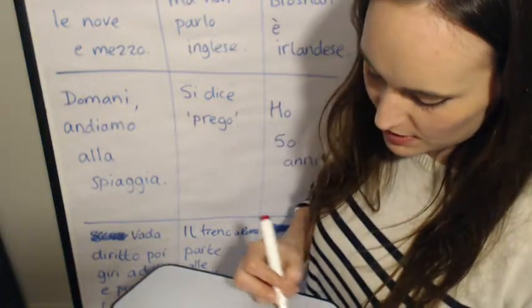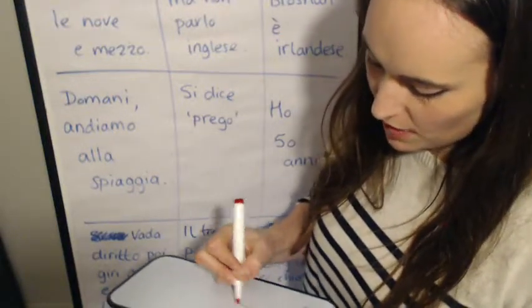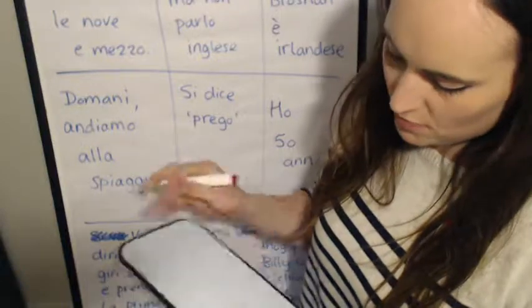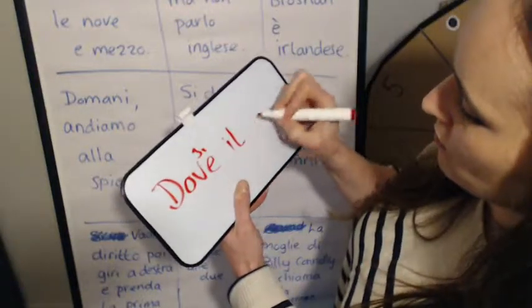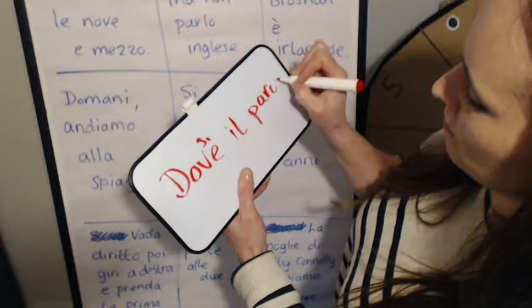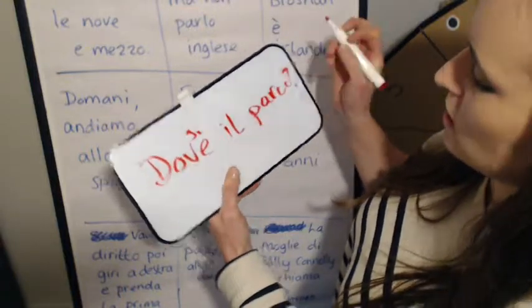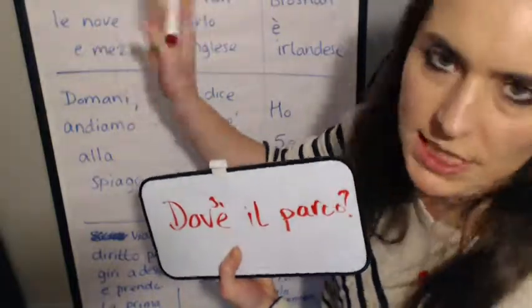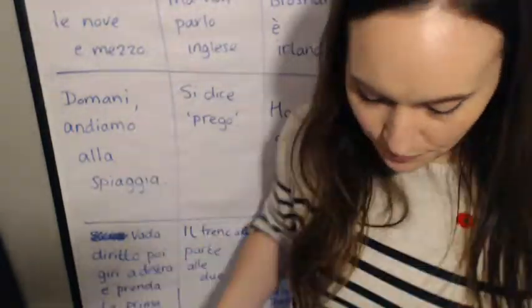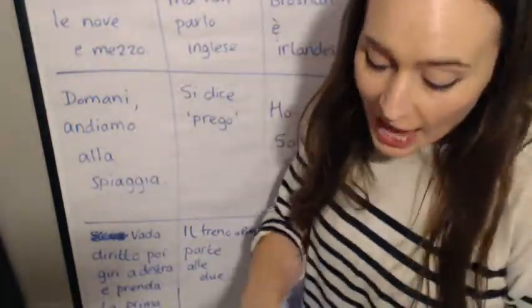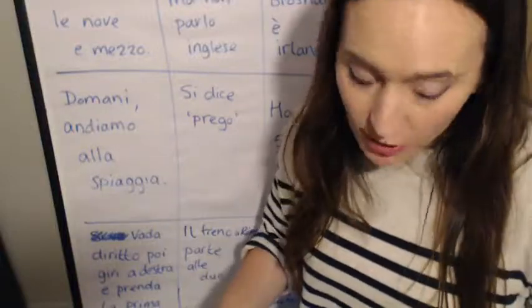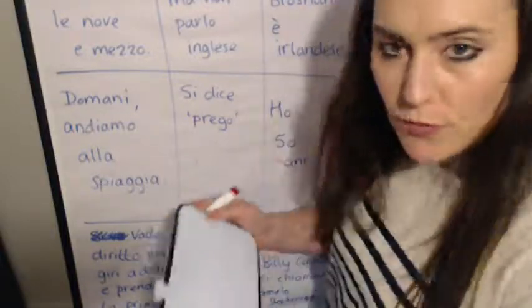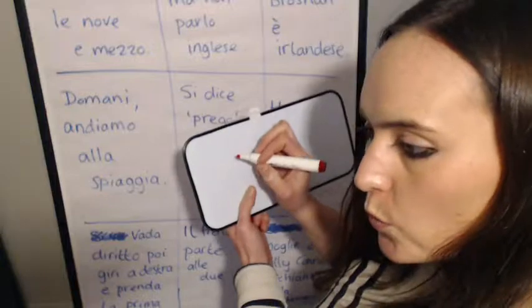I think the question is either dov'è il parco? Where is the park? Yeah, could make sense, couldn't it? Where is the park? Oh, you go down here, you turn that way, you go right, etc. Or you could say, how do you get to the park? Right? We did this, what was it, the week before?